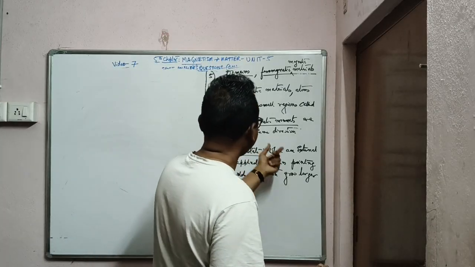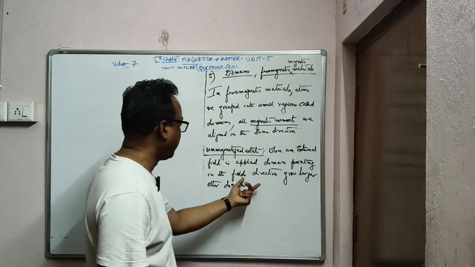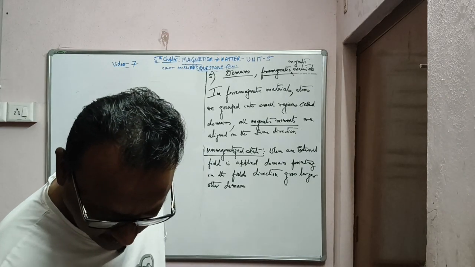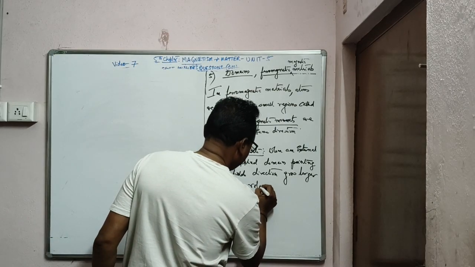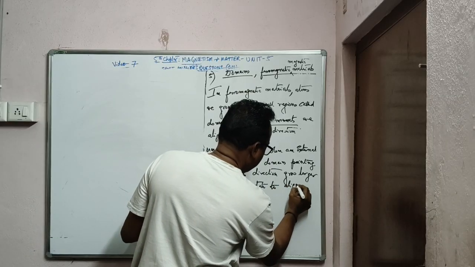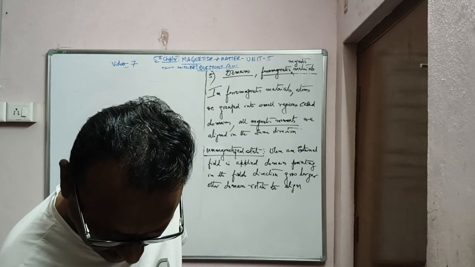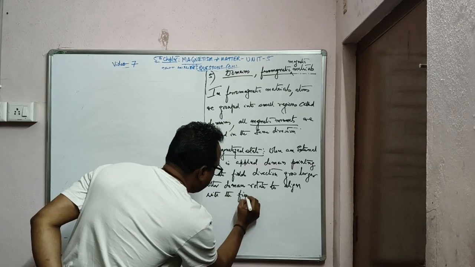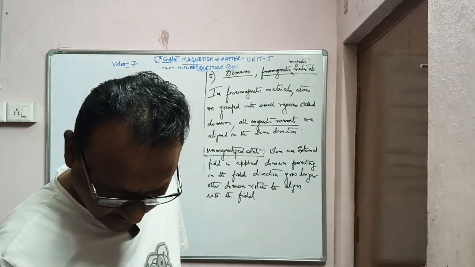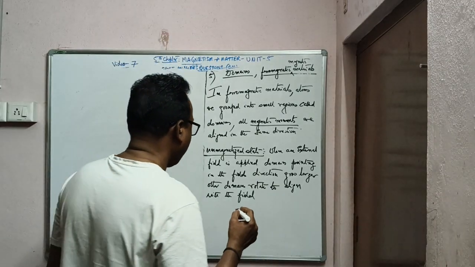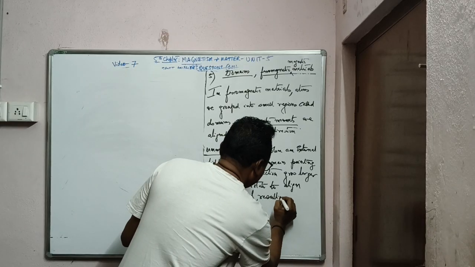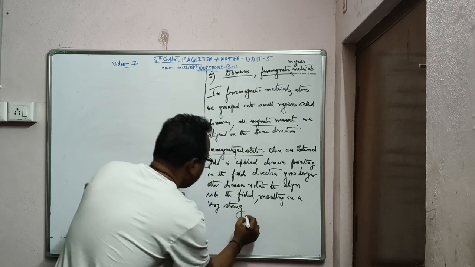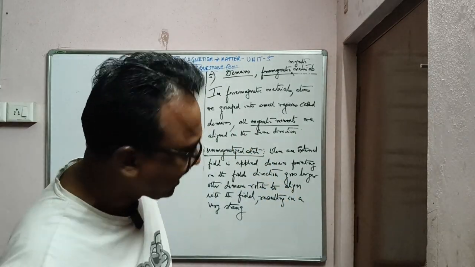In the unmagnetized state, when an external field is applied, domains pointing in the field's direction grow larger, and other domains rotate to align with the field, resulting in a very strong magnetic effect. Please write down.